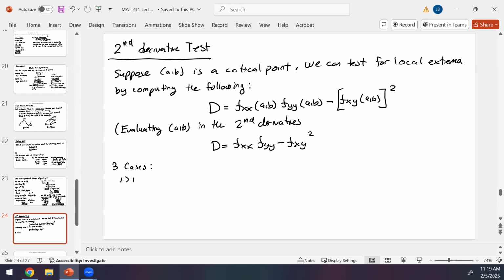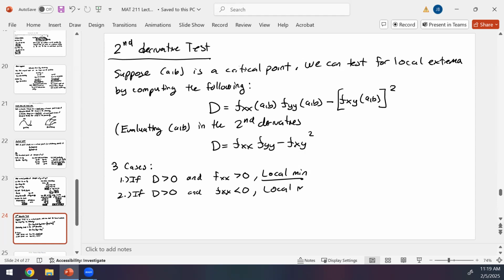So if your value of D, or the discriminant, is positive, and your fxx, which is the second derivative with respect to x, is also positive, so double positive, it's a local min. If your discriminant is positive and your second derivative with respect to x is negative, so less than 0, local max.